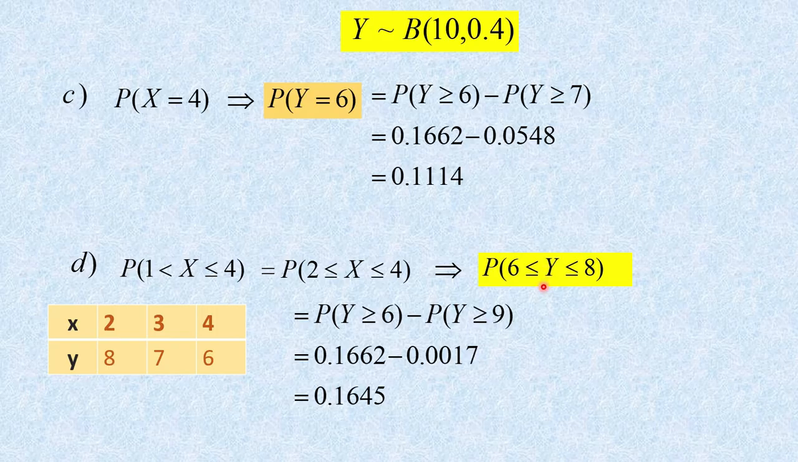Okay, this is how I get this value. The formula is probability Y more than or equal 6 minus probability Y more than or equal 9, because 8 is included here, so we must minus 9. Using the table, you will get 0.1662 minus 0.0017. That is 0.1645.